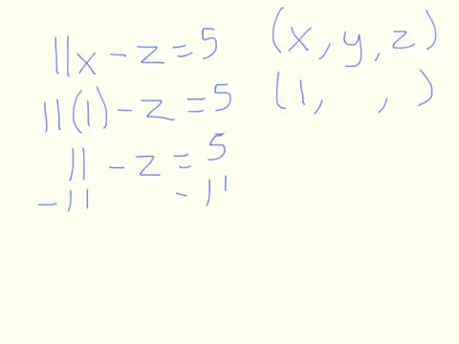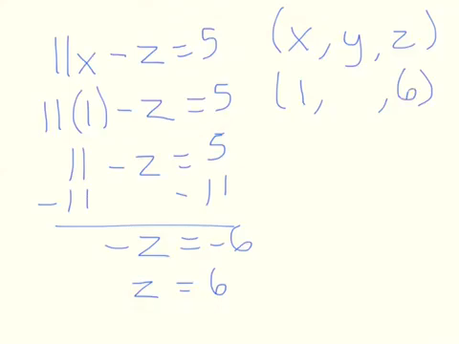Let's move my 11 over. I don't want to know negative z, I want to know positive z. So this is the same as multiplying both sides by a negative 1. So my z is 6. So now I know my x. I don't know my y. I know my z. So you need to go back to one of your 3 original equations, and we need to plug in our 1 and our 6.